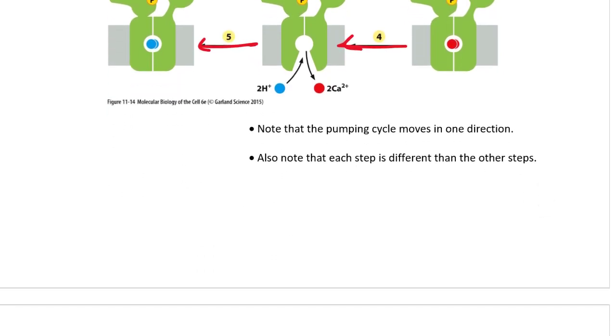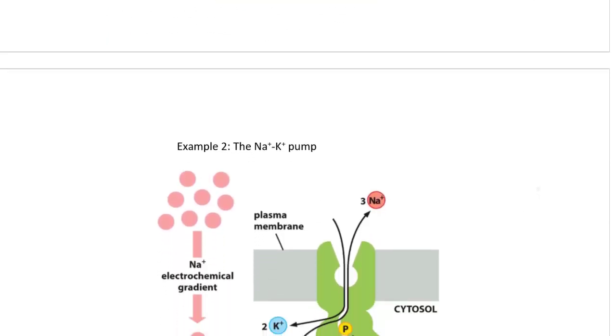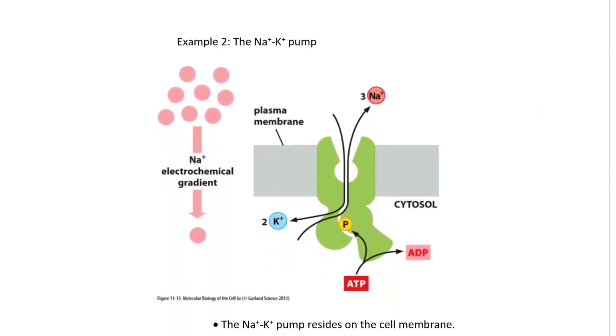Note that the pumping cycle moves in one direction. Also note that each step is different than the other steps. Now, another example of a pump, a very famous pump, is the sodium-potassium pump. Sodium's electrochemical gradient is pointing directly in, being shown here.